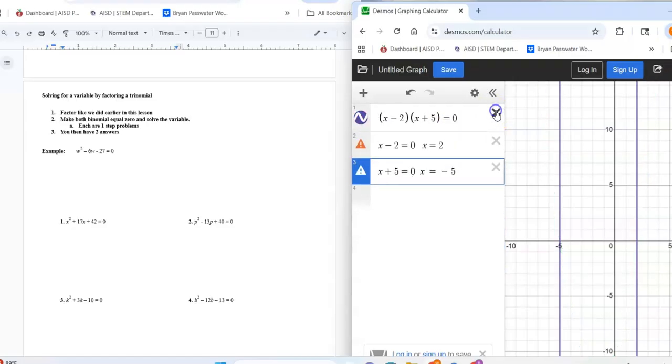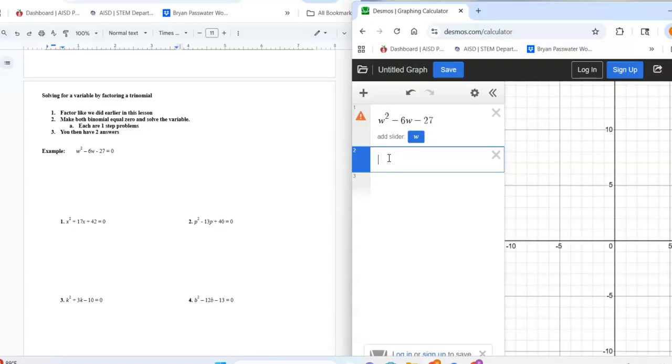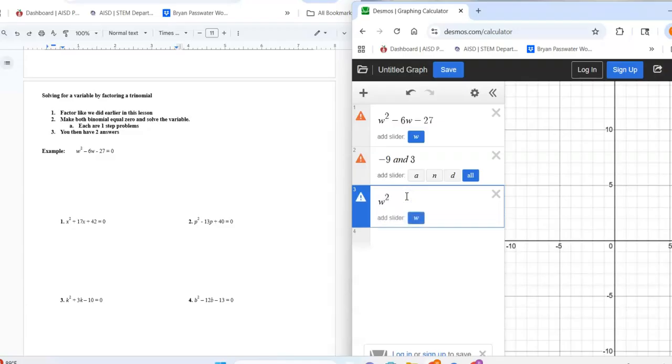Now I'm going to do my example problem here, which says w squared minus 6w minus 27. Okay, so I want the factors of 1 times negative 27 that add up to negative 6. So the factors of negative 27 that add up to negative 6 are negative 9 and 3. Those two add up. So if I split up negative 6w into negative 9w and 3w, like so, I can now identify the greatest common factors of both binomials.